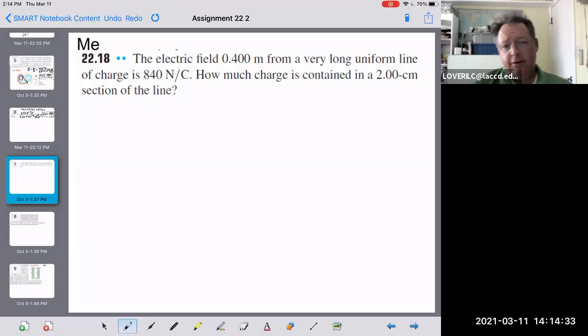The electric field 4 meters from a very long uniform line of charge is 840 newtons per coulomb. How much charge is contained in a 2.00 centimeter section of this line?